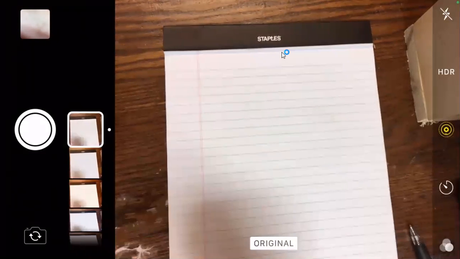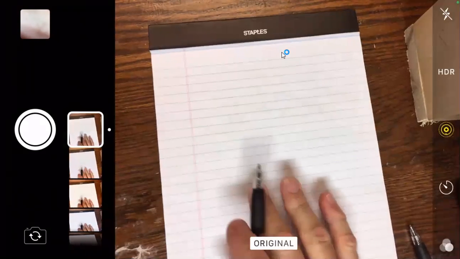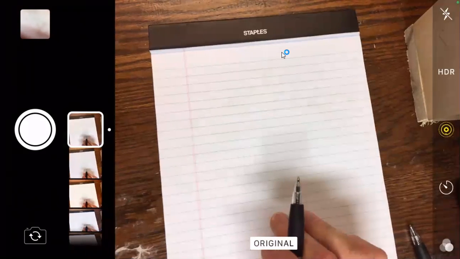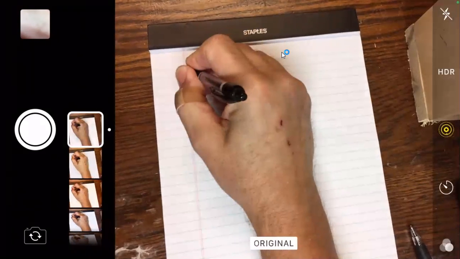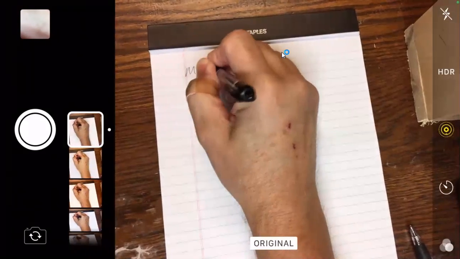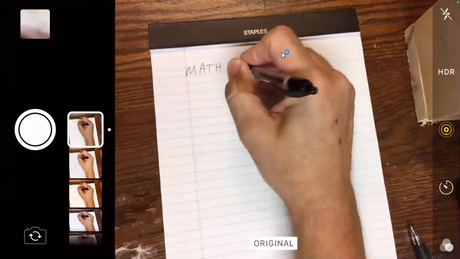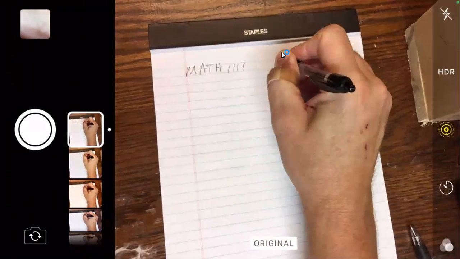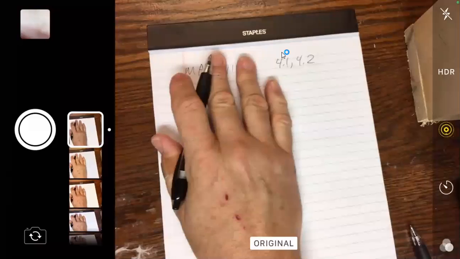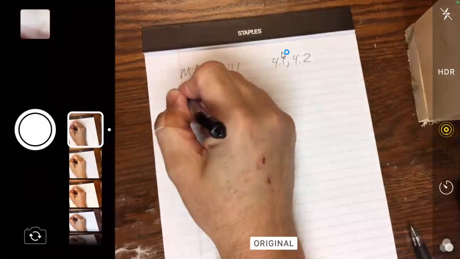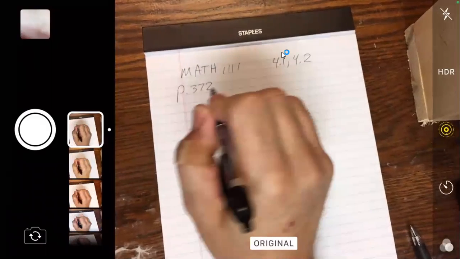This is November the 5th, 12 p.m., Zoom meeting for Math 1111. We'll go through and work a few problems, sections 4.1 and 4.2. Let's see, we'll start on page 372.